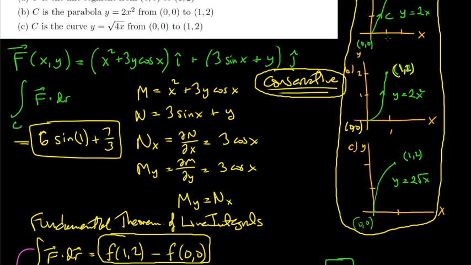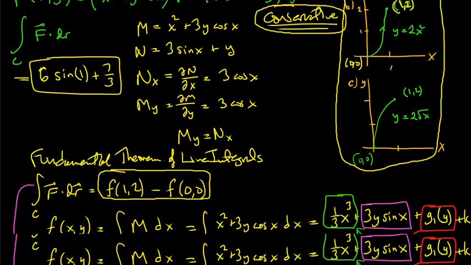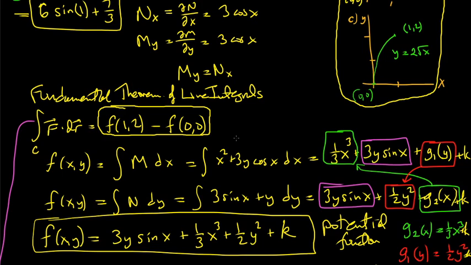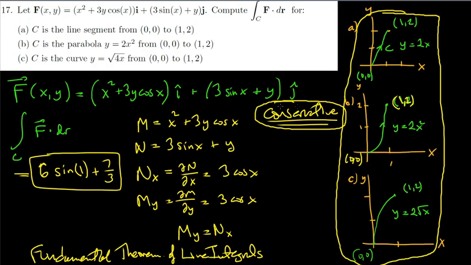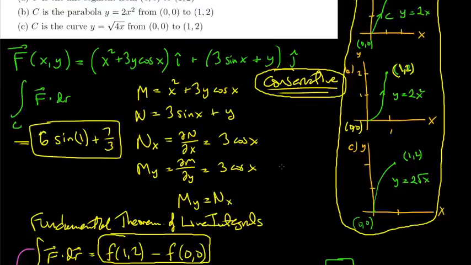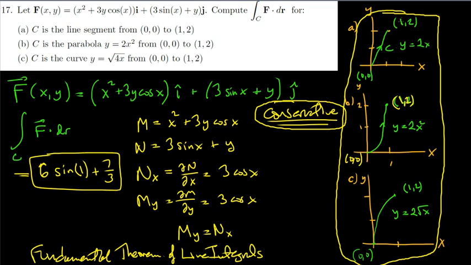You have to parameterize each of them and evaluate each of them separately, and that would take a lot longer than this. But luckily, since the vector field was conservative, we can do this little shortcut here. If we did evaluate each of these separately, it's probably a lot more work, but you would get the same answer for all three, A, B, and C.